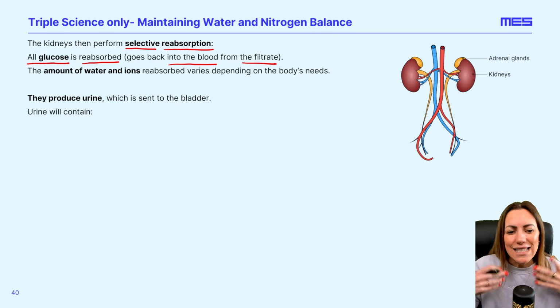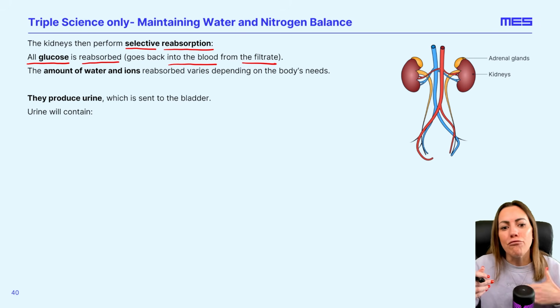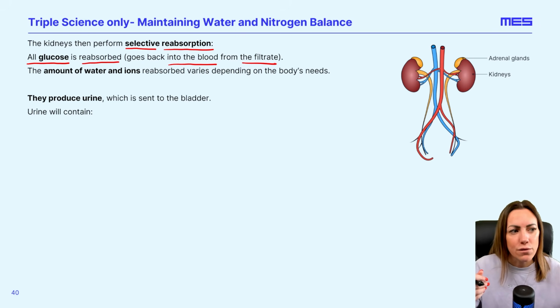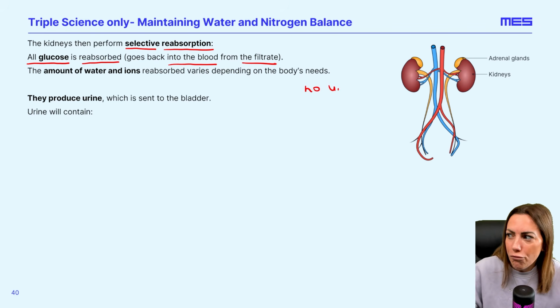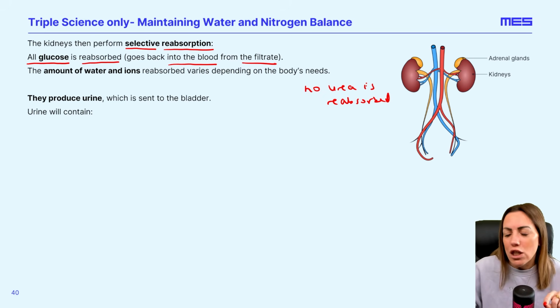We say the kidneys filter the blood, but then they reabsorb all of the glucose, some water, and some mineral ions. Now you'll notice no urea is reabsorbed, and that's because urea is a toxic waste product that we need to excrete. So we want all of the urea to be lost in our urine. We don't want to reabsorb it back into our bloodstream.